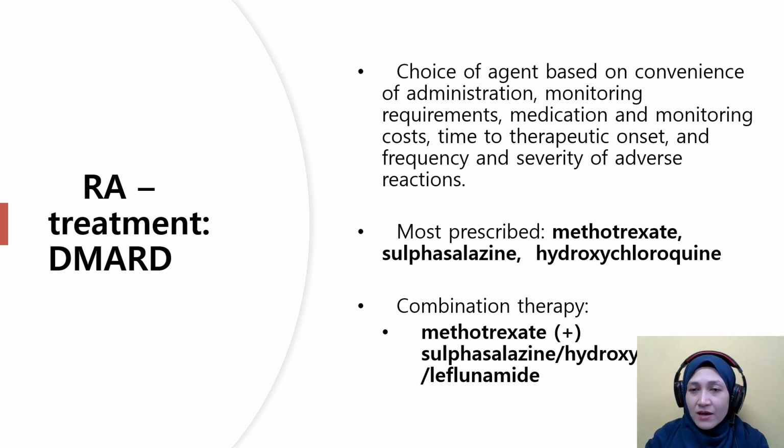So the choice of DMARD depends on the convenience of administration, the monitoring requirement, other medication, monitoring cost, the cost of the medication itself, the time to therapeutic onset, frequency and severity of the ADR. Okay, the most prescribed is methotrexate, sulfasalazine, or hydroxychloroquine. So for those who can be given combination therapy, they can be combined with sulfasalazine, methotrexate with sulfasalazine, or methotrexate with hydroxychloroquine, or methotrexate with leflunomide.